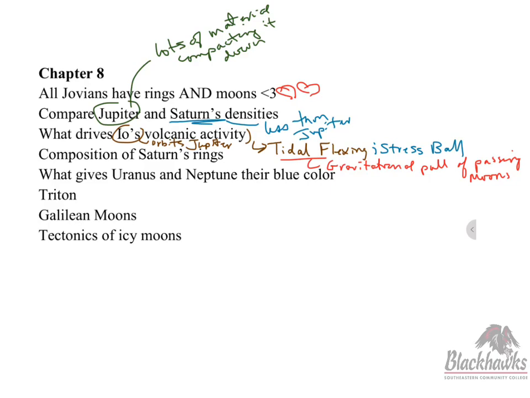And composition of Saturn's rings. Oh, sorry, I skipped down to green. So it's methane that makes Uranus and Neptune blue. And composition of Saturn's rings, and purple there. They're reflective because basically they are ice and ice-coated rock. And then Triton is a moon that orbits Neptune.